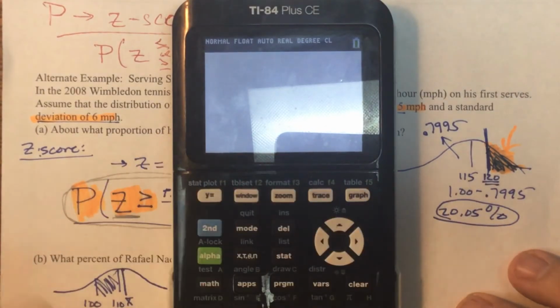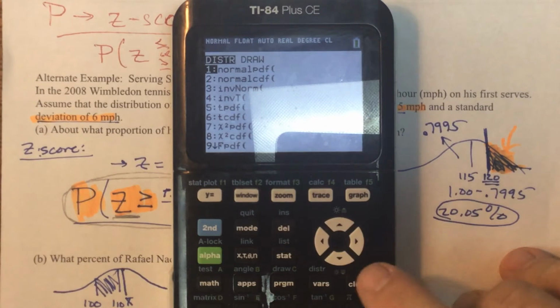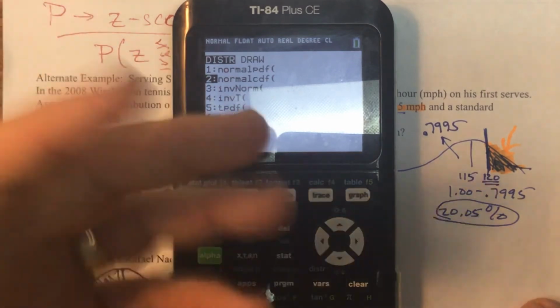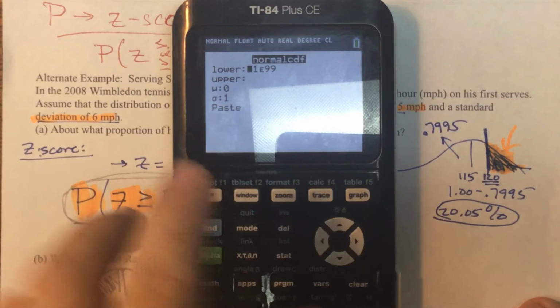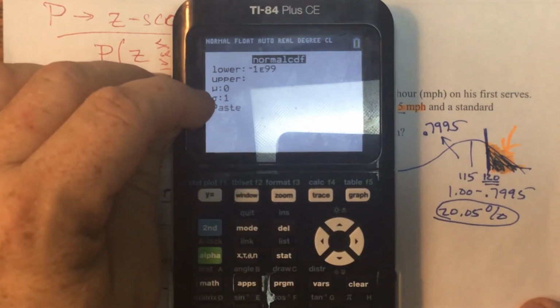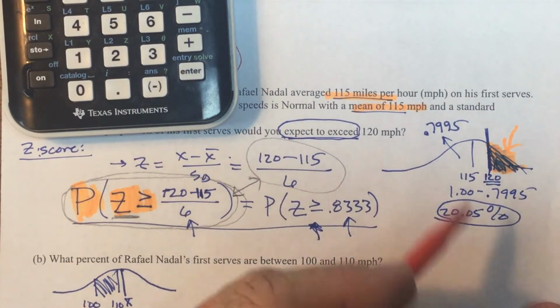So new area where you're going to go. You're going to go second, distribution. It comes up with all these pieces here. You're going to go to normal CDF, which is number 2, normal distribution. We're going to hit enter. Your lower boundary, upper boundary, your mean, and your standard deviation. So let's look at the pieces here.